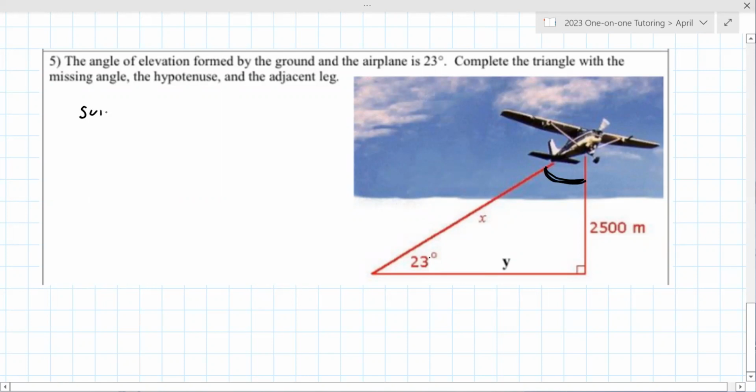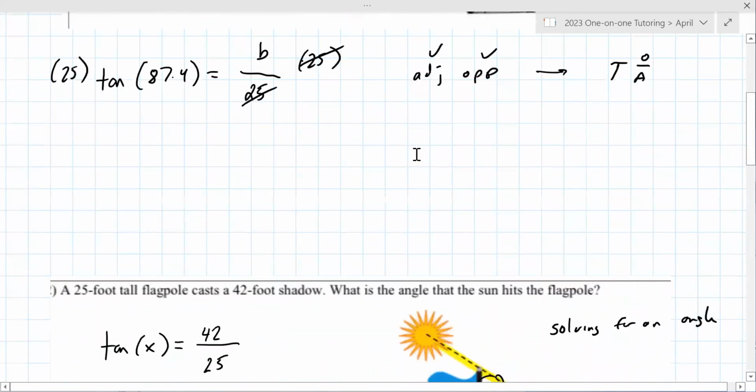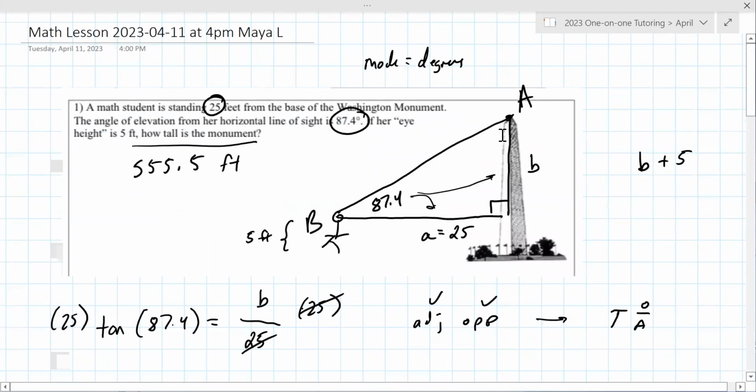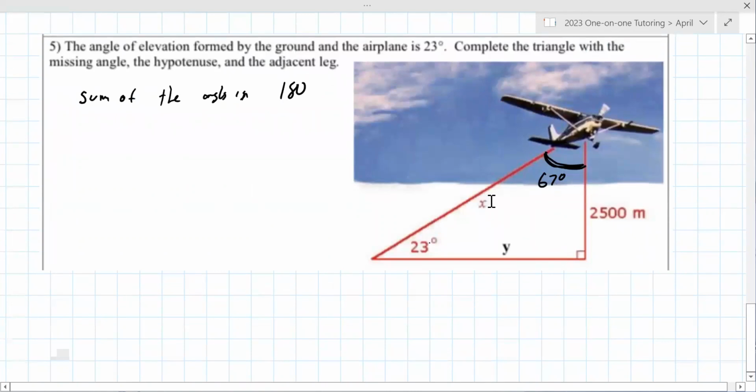The sum of the angles in a triangle, what do they add up to? 180. So that's pretty nice. This one is 90, so the other two have to also add up to 90. Can you give me the value of this other angle? 67. Now we don't normally find the other angle, but if you look back at all the other problems we did, when they give you an angle, you can always find the other angle, but usually you don't need it. That's why we don't normally calculate it, but here they are saying to give the missing angle.